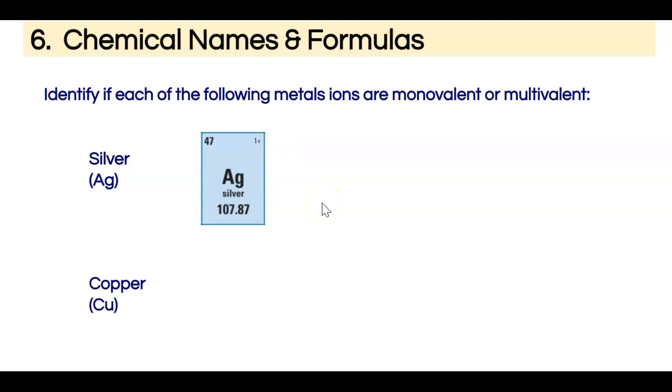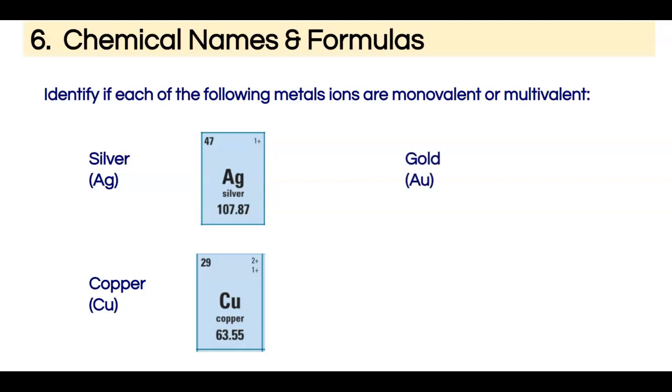Okay, let's try that another time with copper. So find the element copper. It's located in the transition metals. Pause the video and identify if it's a monovalent or a multivalent metal. Okay, so when I take a look at copper on the periodic table, I can see that copper has 2 possible charges. So because it has more than 1 possible charge, I can say that it is multivalent.